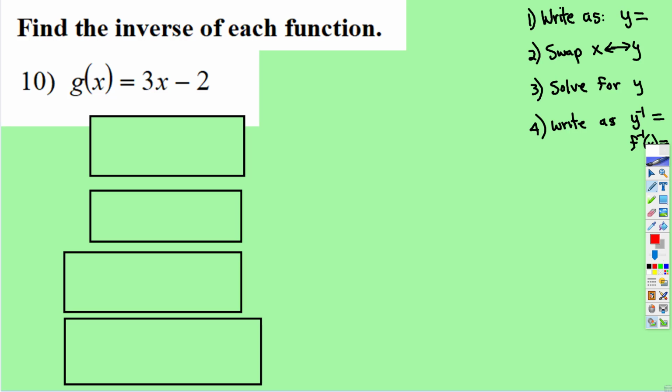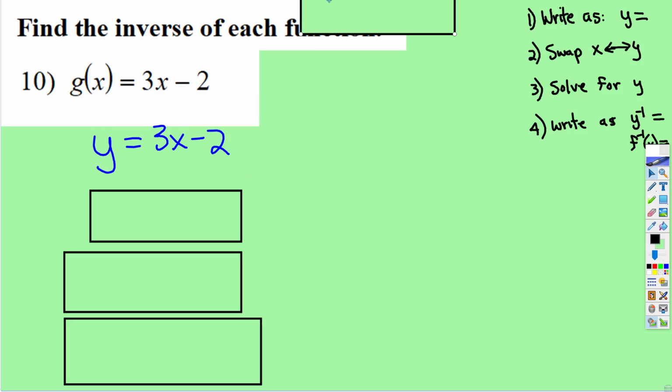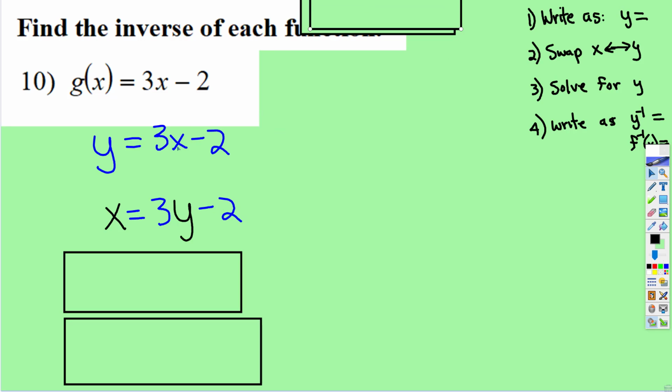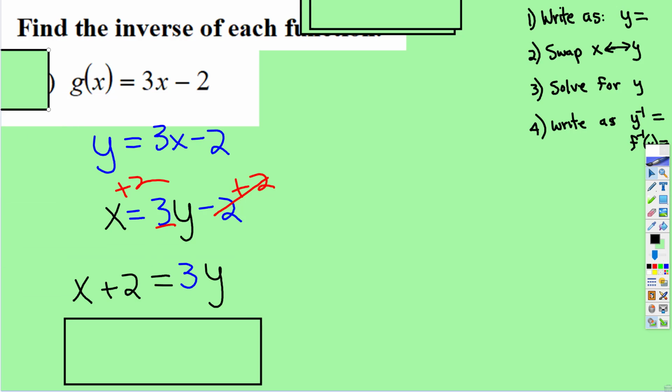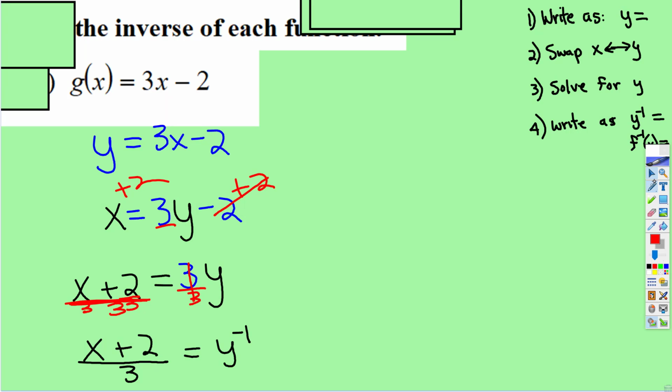Let's do another one. We're going to write as y is equal. We're going to swap the x's and the y's. All I did was swap those and then start solving. I'm going to add 2. And then that leaves 3y. Then we're going to divide both sides by 3. When you divide by 3, you can either do it like this, or you can put one divide sign and do that. And depending on who your instructor is, I'll accept either way. Notice I did it, I left it like this.